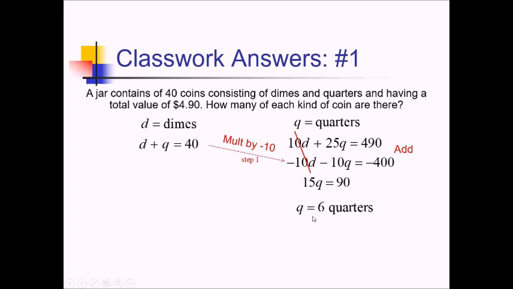Now to find the number of dimes, we can plug Q back in, plug in 6 for Q. Probably this equation is a good one to use because it's already pretty simple looking. So plugging in 6 for Q over there, we have D plus 6 equals 40. Subtracting 6, that's going to give us 34 dimes.